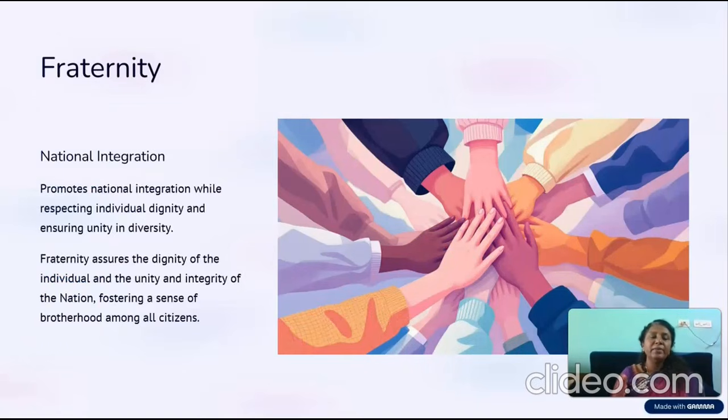The final thing is fraternity. So what is fraternity? India is a country with different kinds of people, different cultures, different practices, different religions. So fraternity is a very important aspect of our national integration. It promotes national integration while respecting individual dignity and ensuring unity in diversity. Unity in diversity is a very unique aspect of our constitution. So this fraternity assures the dignity of all individuals and the unity and integrity of the nation, fostering a sense of brotherhood among all citizens.